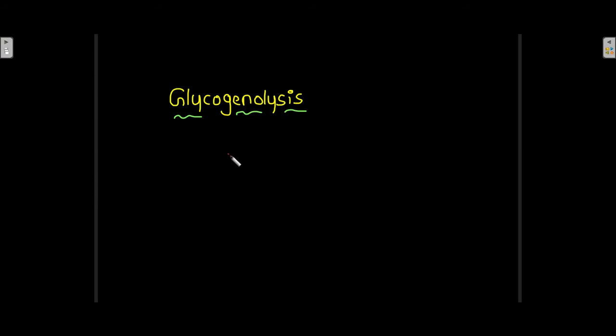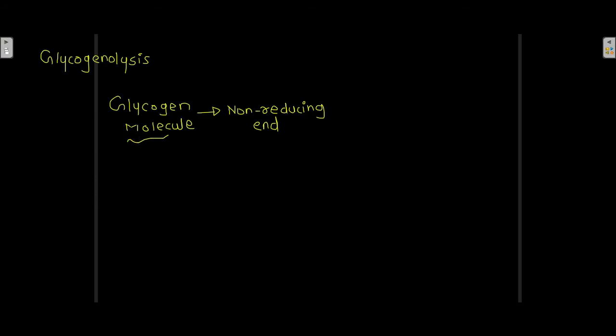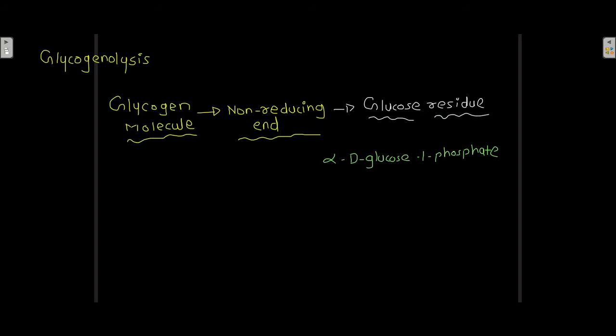Glycogenolysis. So a glycogen molecule has a non-reducing end. Now at that non-reducing end there is a glucose residue. From that non-reducing end, that glucose residue is removed as alpha D-glucose 1-phosphate.